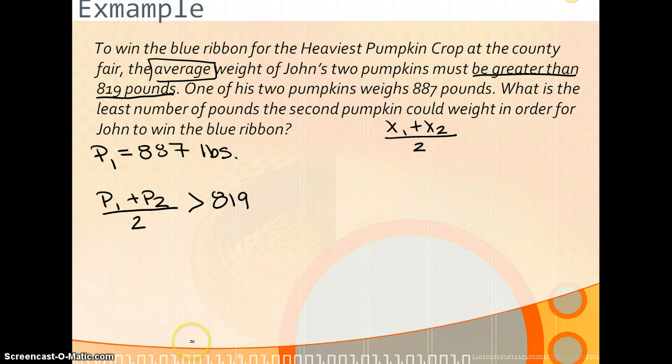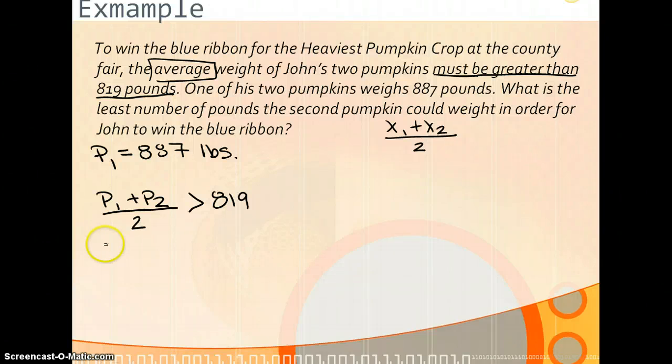819. Right? Because that's what it says. It says that the average needs to be greater than. Must be. And the key word is must be. It doesn't say, needs to be 119 pounds or more. It says must be greater than. So it can't be 119. It needs to be 120 or higher.